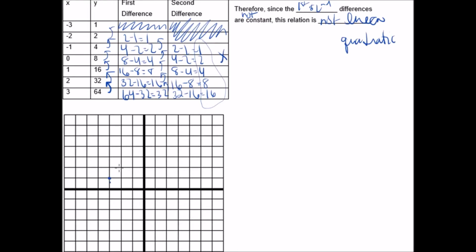If we were to plot this, it would be 1 and 2, negative 1 and 4, 0 and 8, and so on, it would be up here. This is actually exponential. So let's add to this.